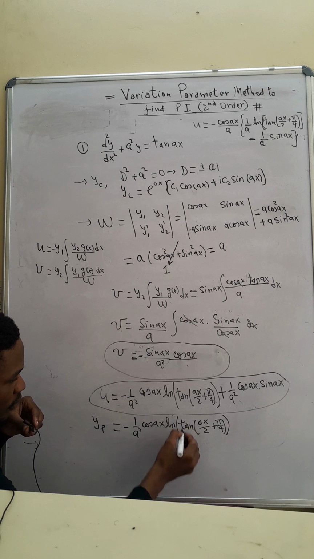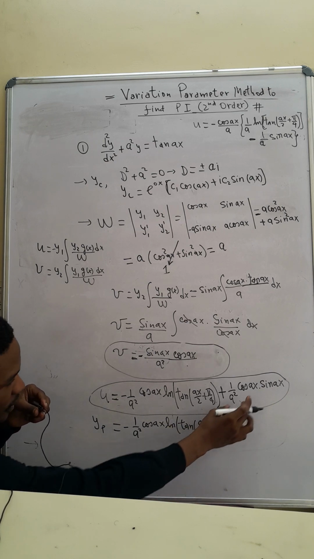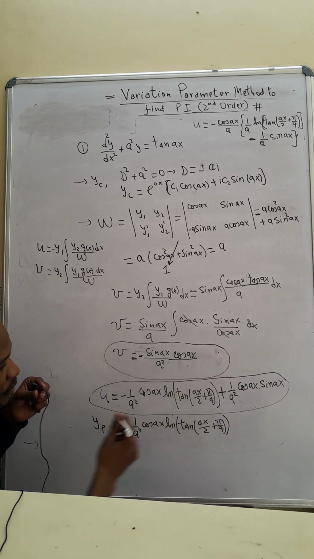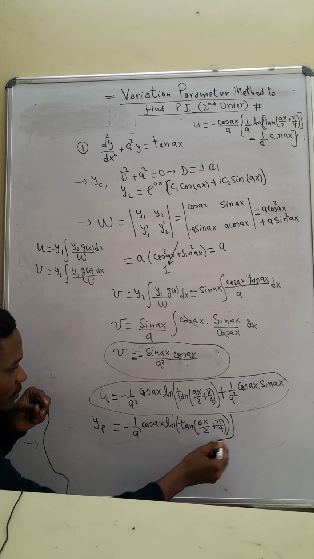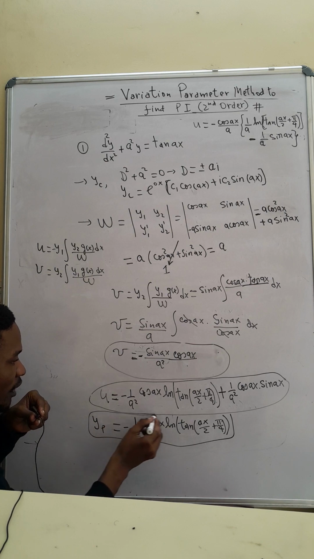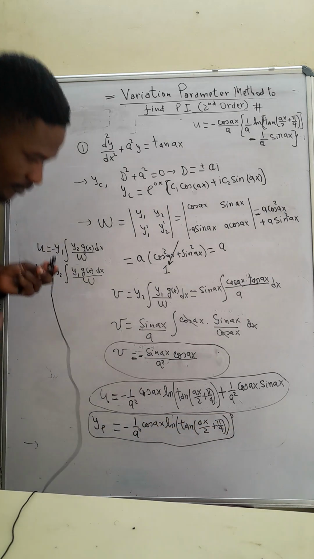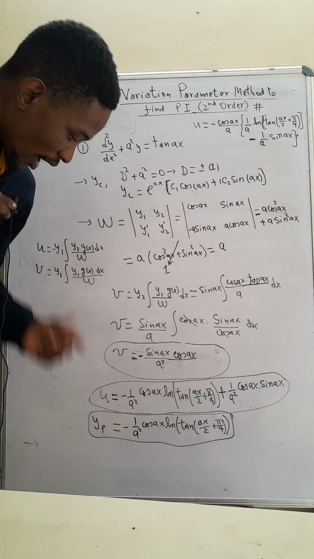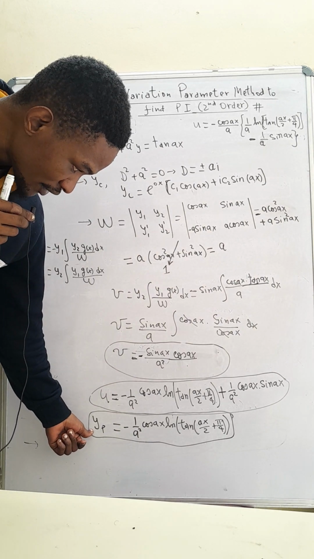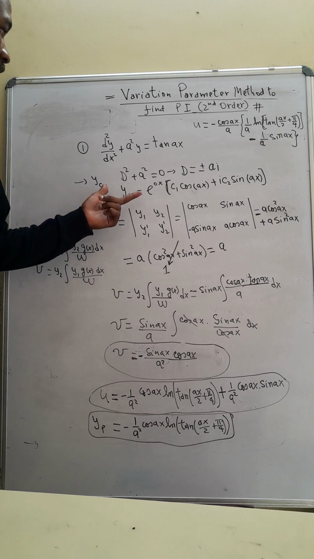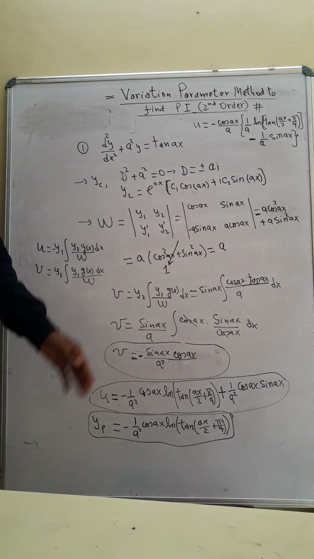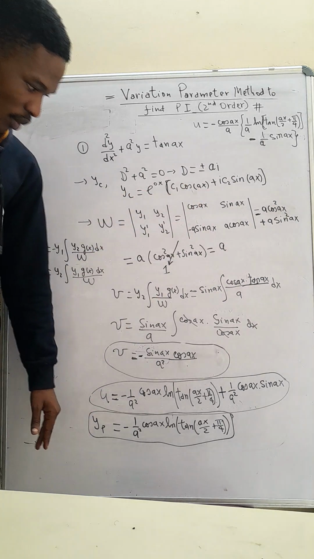Okay, close. Then this expression plus this will be 0. Okay, so this will be only yp. This will be your yp only. This expression here is your yp. And your yc, what is your yc? I guess you have already found. This is your yc. Just put together yc and your yp.